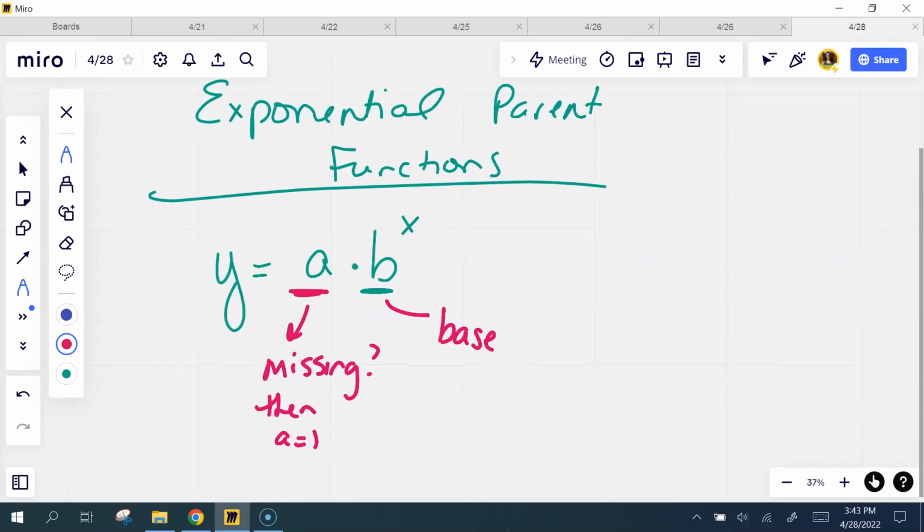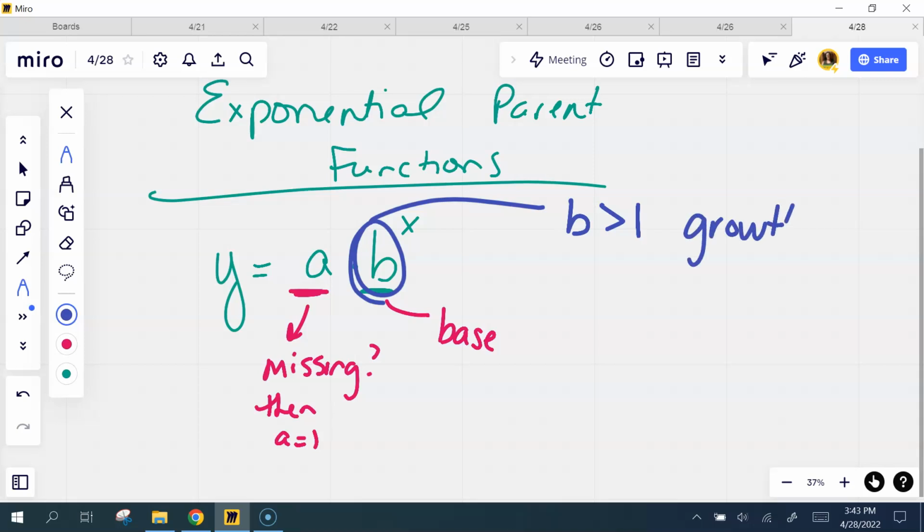And so I mentioned before growth versus decay. So this base is what tells us if we are growth or decay. As B gets bigger, it's exactly what you'd think. As B is bigger than 1, we're not going to say bigger than 0. We're going to say bigger than 1, and I'll tell you why in just a minute. Then I have a growth graph. But if B is less than 1, then I'm talking about decay.